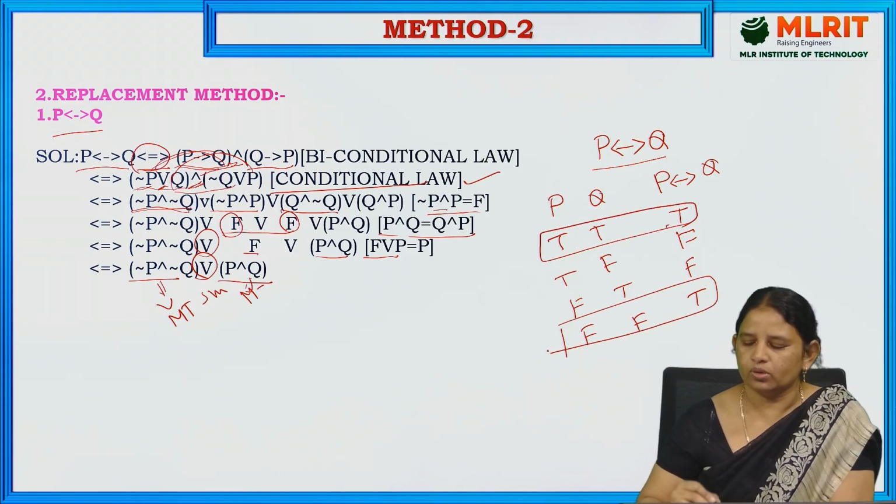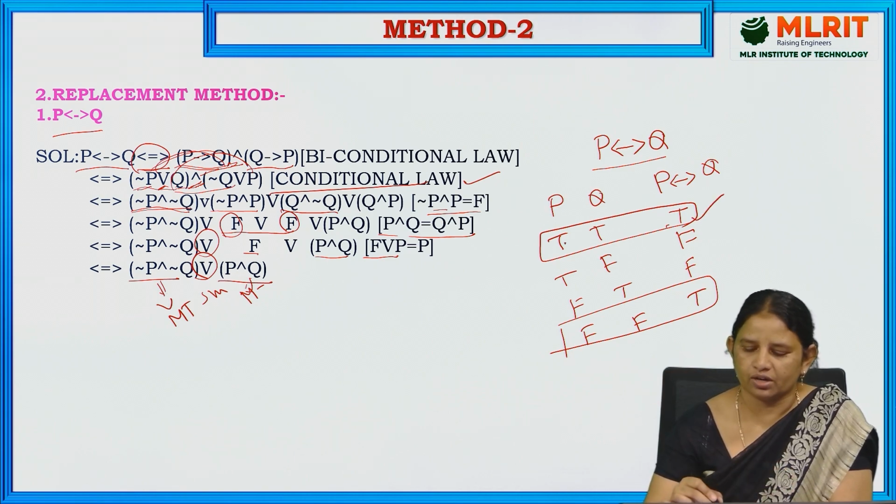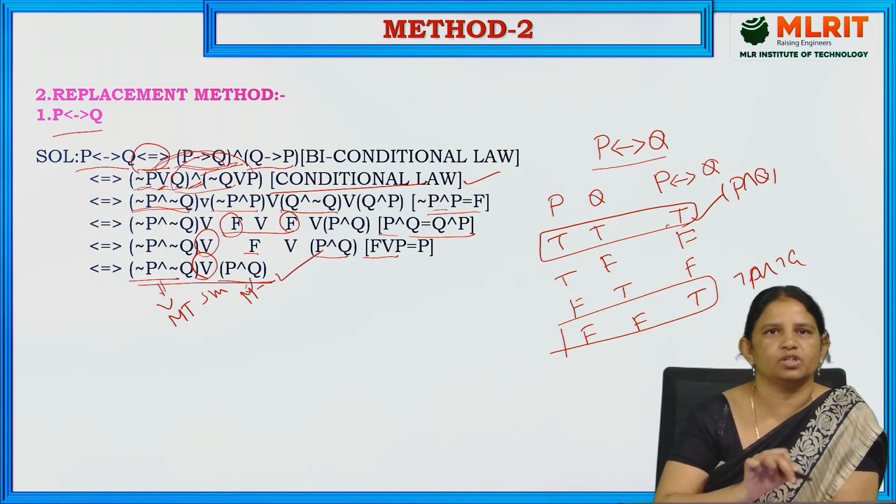There are two true terms present in the truth table. What is the corresponding proposition for the first true value? If it is true, write the proposition P and Q. Next, the second one is negation P and negation Q. You get the same format in the case of the solution.